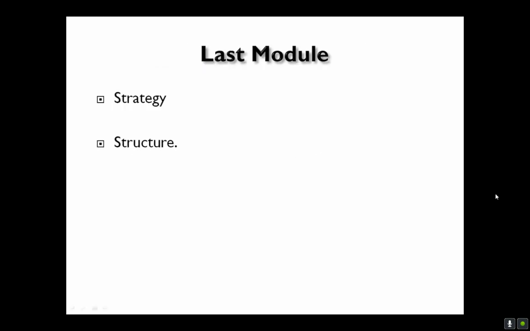So in the last module, that was a very, very important module. We looked at the overall strategy and the overall structure. We're going to be talking a lot about these two things in this module. So if you didn't look at that module, please go back and take a look. Okay, so we're going to look at 10 common problems.